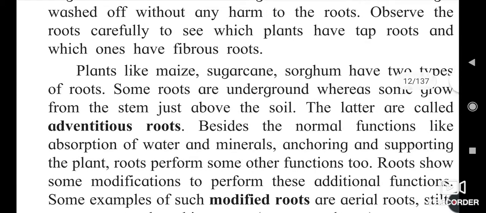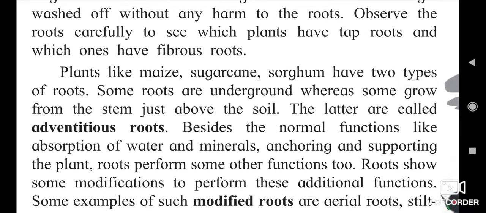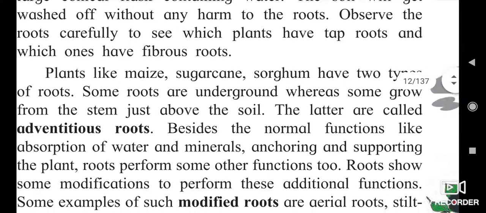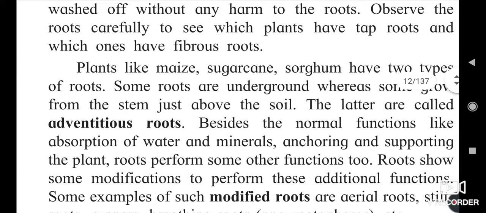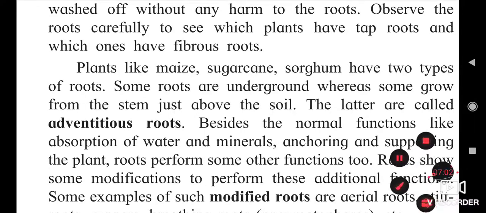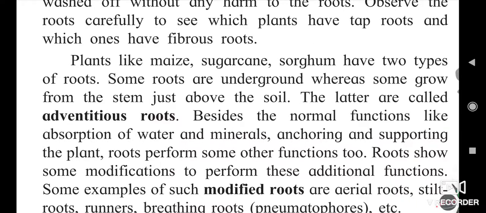Plants like maize, sugarcane, and sorghum have two types of roots. Some roots grow above the soil. These are called adventitious roots, like in maize, sugarcane, sorghum.